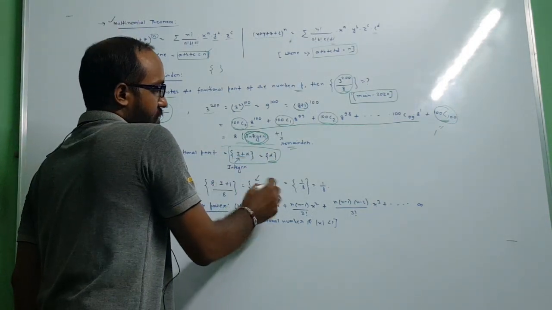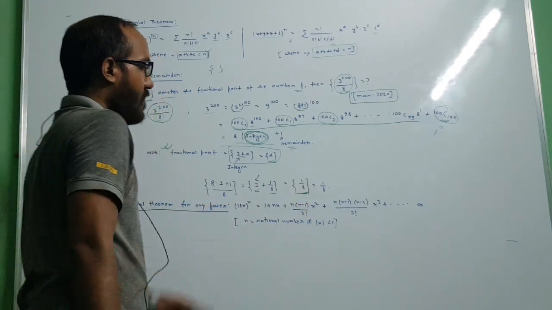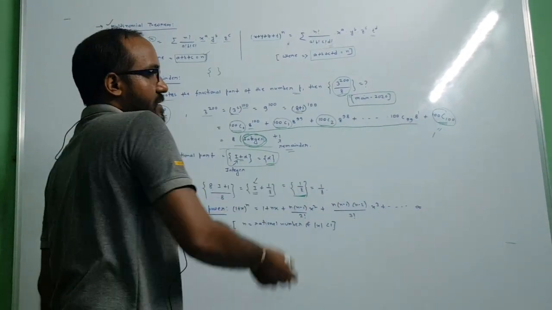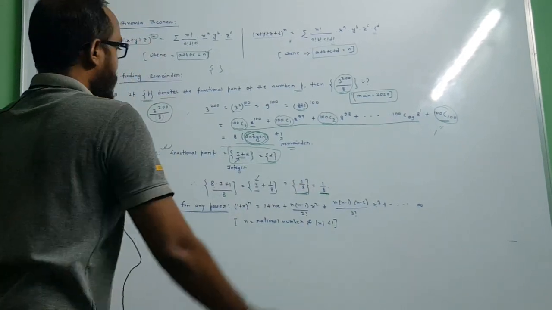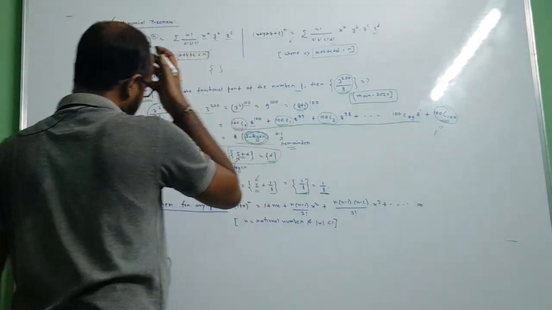So integer part is omitted, so we will remain with fractional part of 1 by 8. So what is the fractional part of 1 by 8? It is 1 by 8, right? It is 1 by 8. So our answer would be 1 by 8.